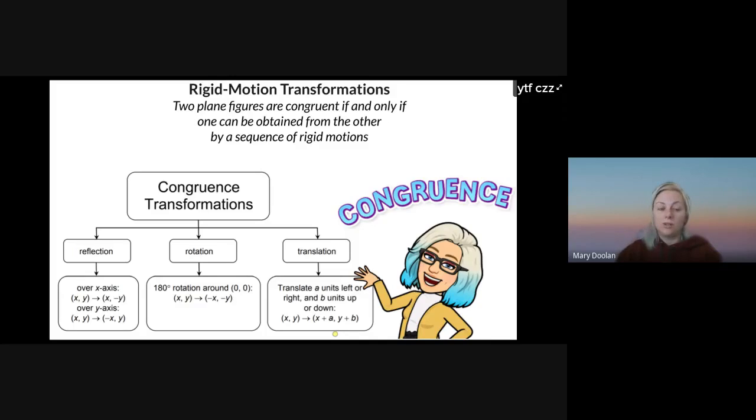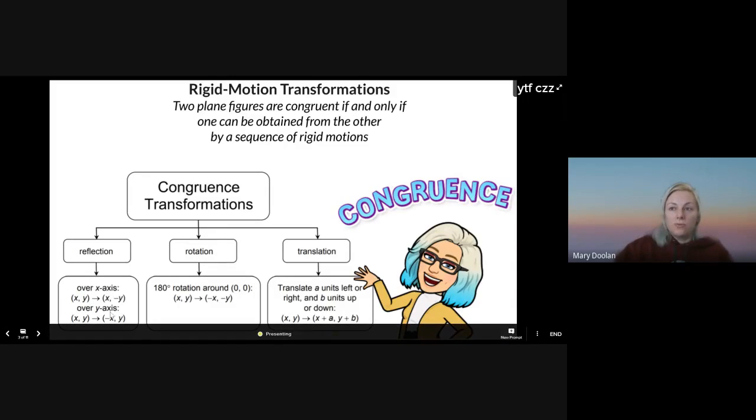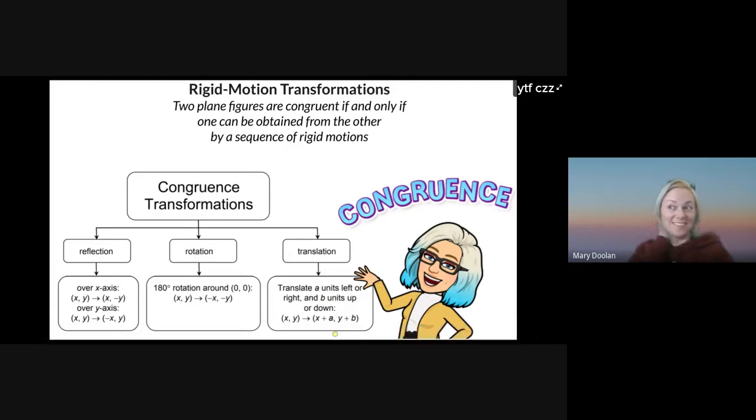The other two you need to know are not listed here. There's just a couple of them listed here. You would also need to know over the line y equals x and over the line y equals negative x. And those are all in your transformation cheat sheet that I gave you guys before we went on break.